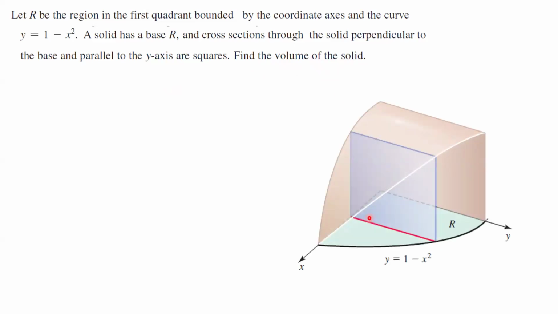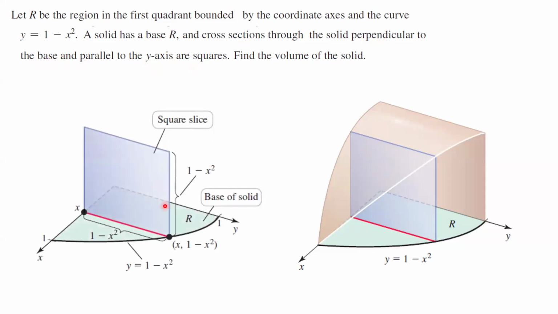So basically, what do we have here? y equals 1 minus x squared. As you can see, here you have a parabola which opens downward, but since it's in the first quadrant, x and y are both positive. And please note that the cross-section through the solid is perpendicular to the base and parallel to the y-axis, and they are all squares. So basically, you can think about the slice as a square this way.